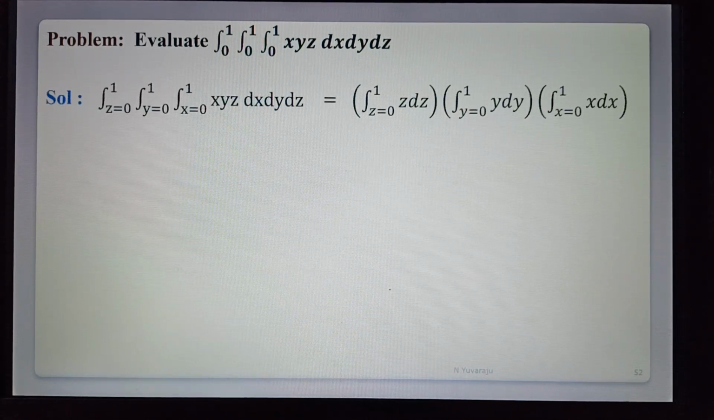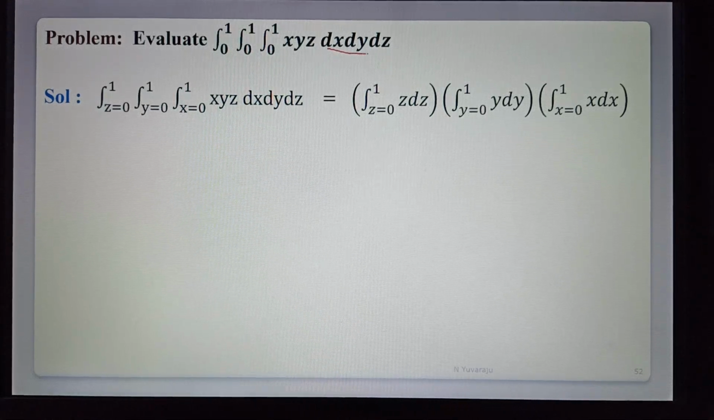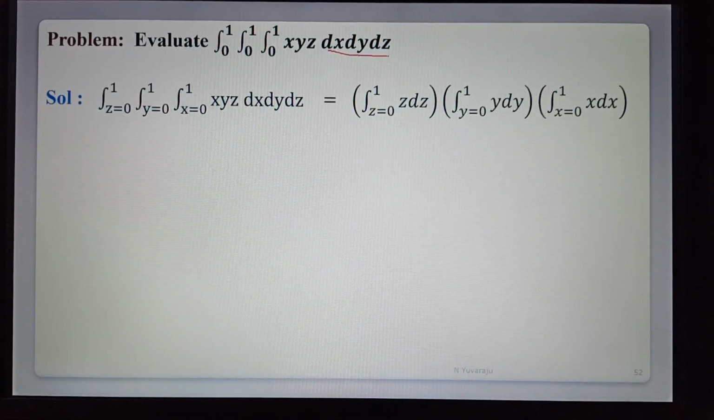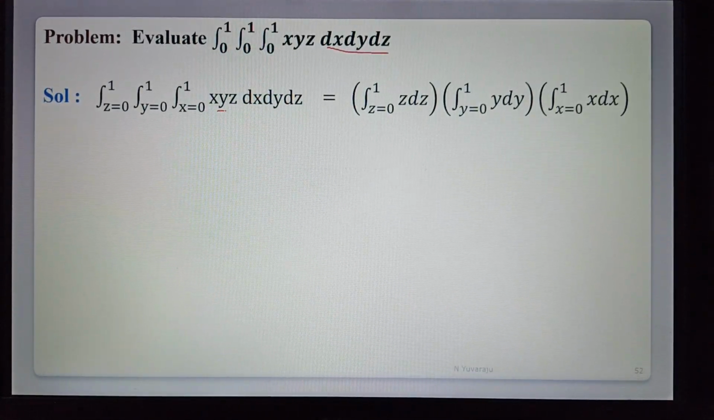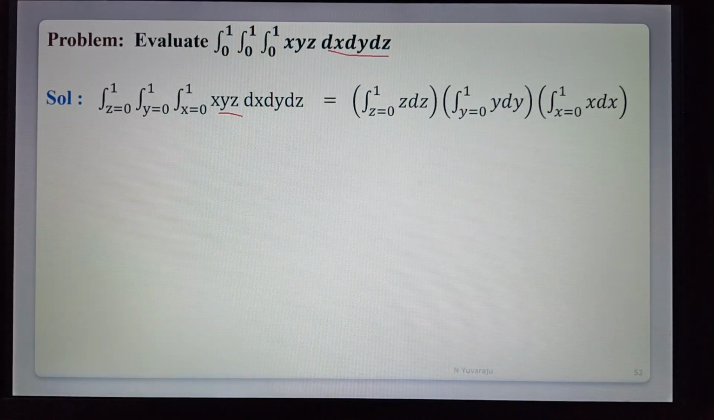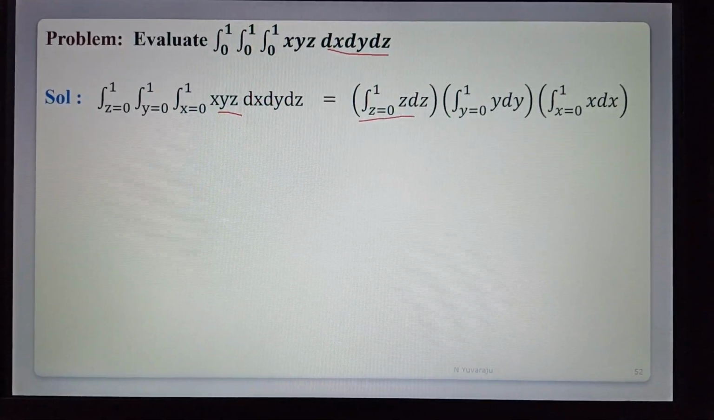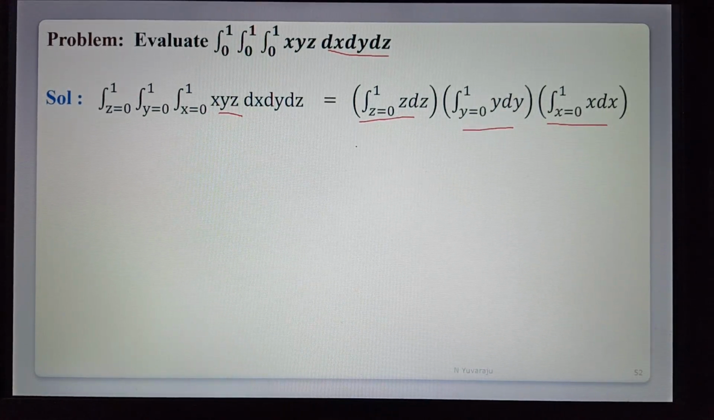Here we integrate with respect to dx, dy, dz, and the x limits, y limits and z limits are all constants. The x limits are 0 to 1, y limits 0 to 1, z limits 0 to 1. The function x y z is also separable, so the integration is also separable. That is equal to the integral of z dz, times the integral of y dy, times the integral of x dx.